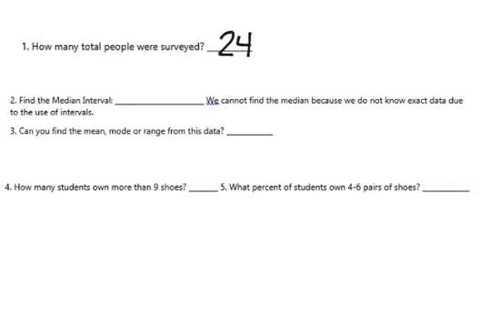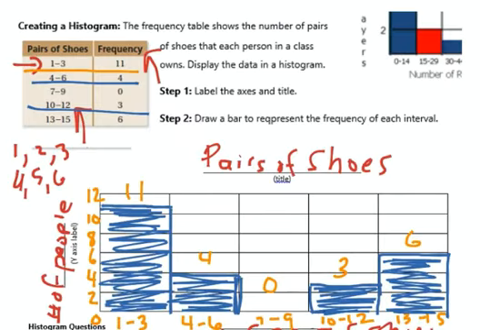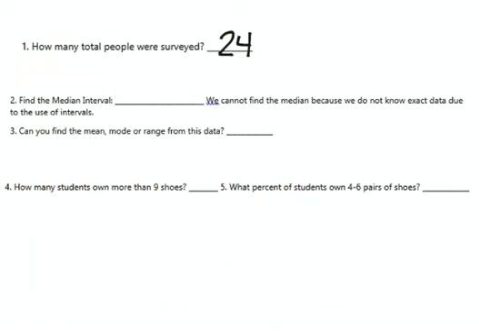Number 2 says find the median interval. From a histogram, we cannot find the median because we don't know the exact data, because we used intervals, right? In the shoe example, it said that 11 people owned 1 to 3 pairs of shoes. So we don't know if all 11 people owned 1 pair, 2 pairs, or 3 pairs. Maybe 6 people owned 1 pair and 5 people owned 3 pairs. We don't know the exact data. So we can't find the mean, mode, range, or the median from this. But what we can find is what's called the median interval.